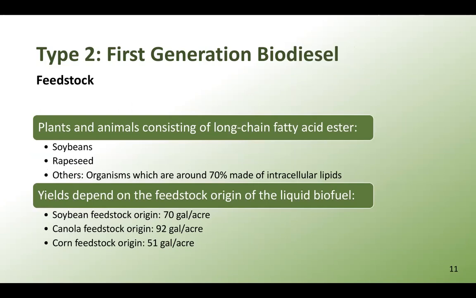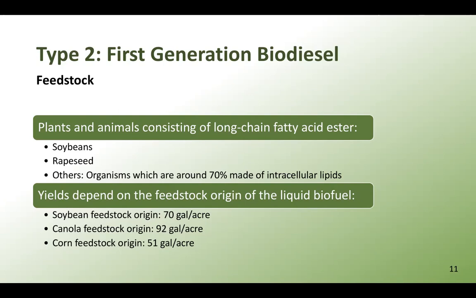Now, the second type we studied is biodiesel, which is also a first generation biofuel. And it's usually produced using edible oils and lipids, which are reacted with alcohol in the presence of a catalyst.